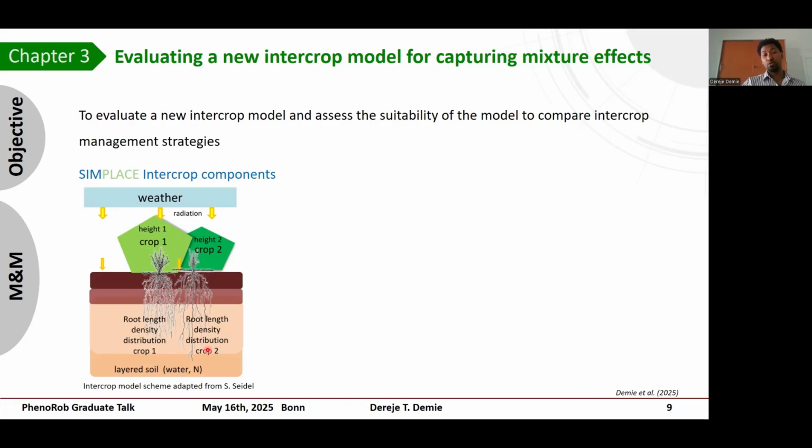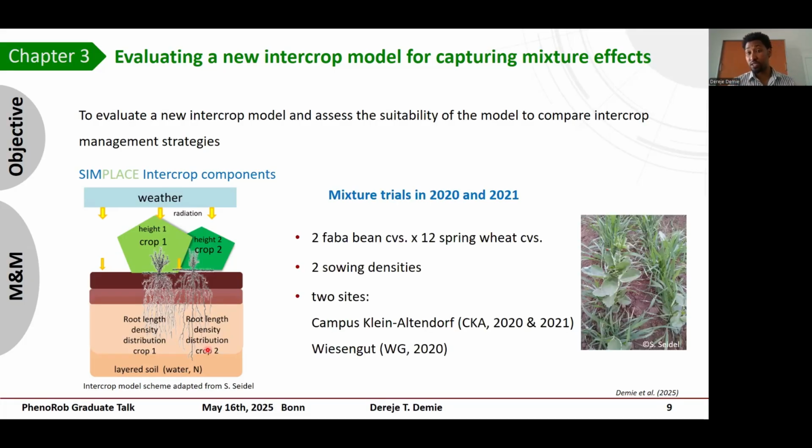But a model has to be first calibrated and tested with field experiment data before its application. We used the PhenoRob mixture trials that we conducted in 2020 and 2021 in collaboration with the group of Organic Farming and Agroecology of the University of Bonn, whom I'm very thankful to for the data. This experiment comprises two faba bean cultivars with 12 spring wheat cultivars.